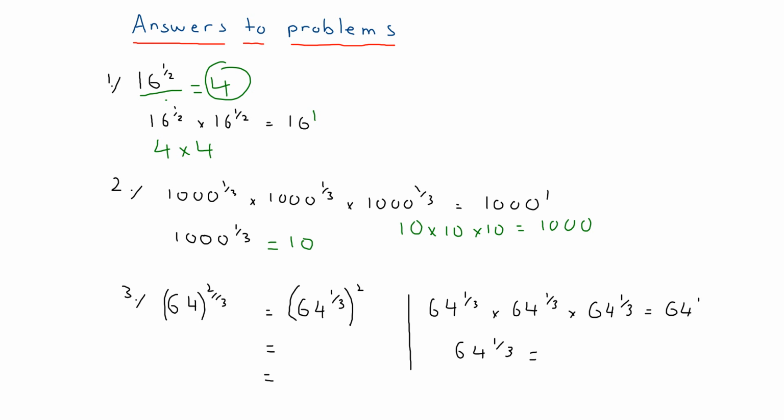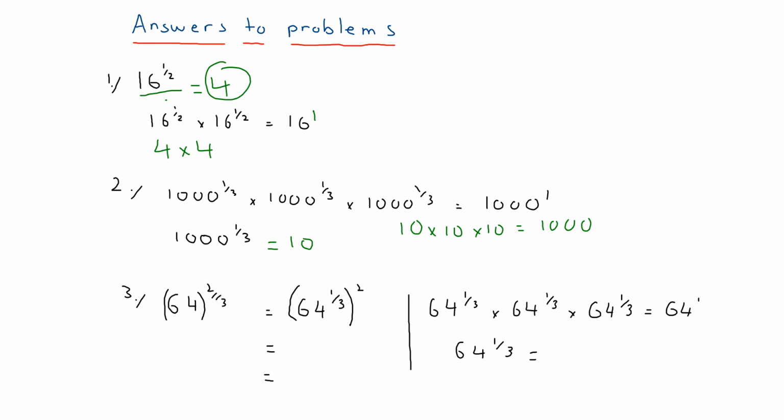Alright, my next one. I've got 64 to the power of 2/3. Now, this is a little bit trickier. What I'm going to do first is break up my 2/3 into 1/3 times 2. So it's 64 to the power of 1/3 times 2. You remember our index laws from last time: I times these together, and 2 times 1/3 is 2/3, because I've got two lots of 1/3. So now I'm just going to work out my 64 to the 1/3 separately.